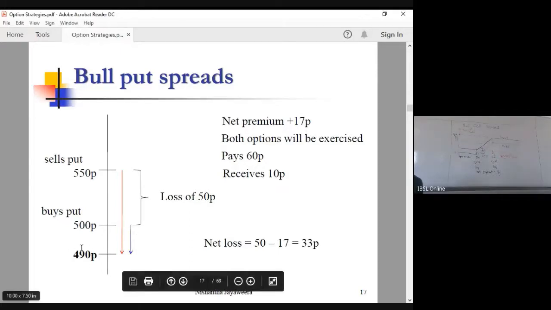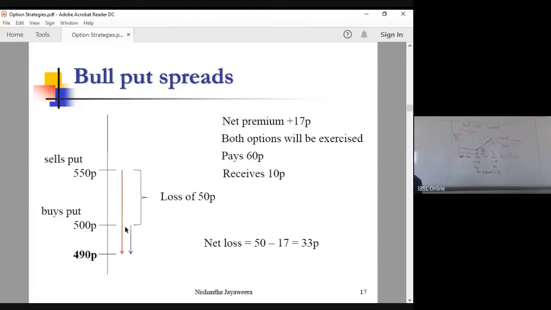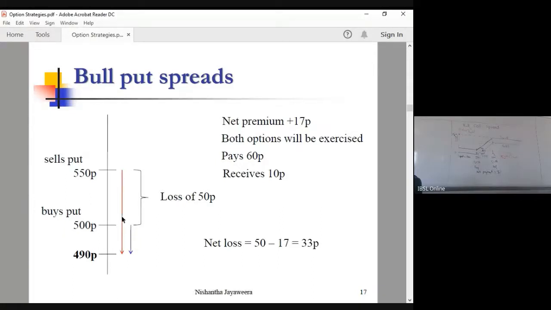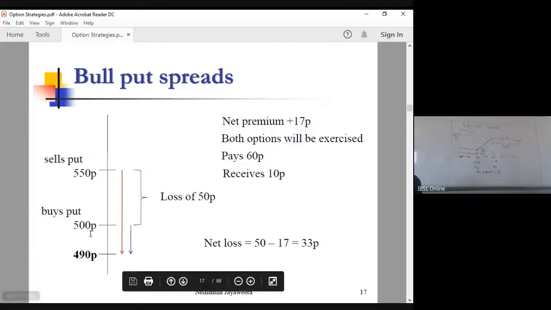This is the market price. Both options will be exercised. So you receive this amount, you pay this amount. So the net loss for you is 50 pence, loss on the options. But with the collected premium, net loss would be 33.